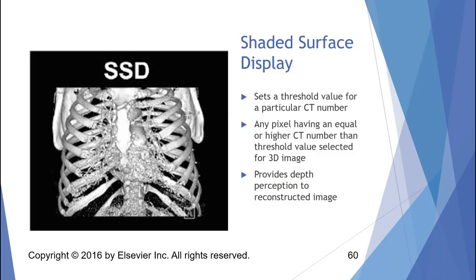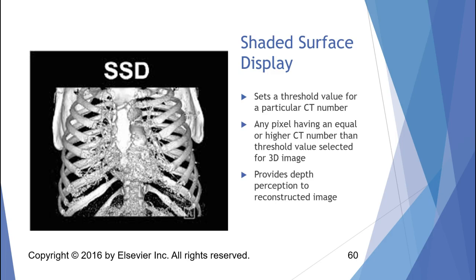Shaded surface display takes the 3D model that you've made and shades it in. It fills in bone, it fills in structures, it makes 3D models, and you can rotate these around. So it sets a threshold value for a particular CT number. Any pixel having a number equal to or higher than the threshold value that you select can be used for the 3D image.